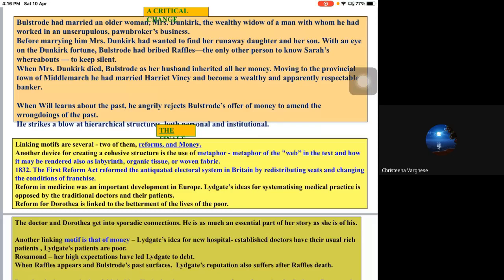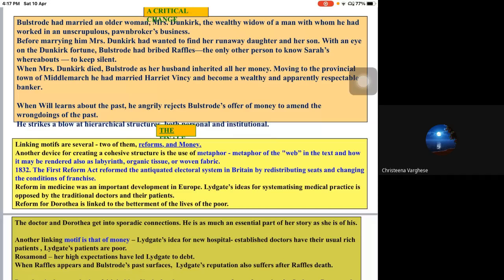Linking motives are several. Two of them, reforms and money. Another device for creating a cohesive structure is the use of the metaphor, especially the metaphor of the web in the text, and how it may be rendered also as a labyrinth, an organic tissue, or a woven fabric. So linking motives, the repeatedly occurring patterns that you find in the story. Two of them, reforms and money. And another device for creating a binding structure is through the use of metaphor. In this case, it is a metaphor of the web.